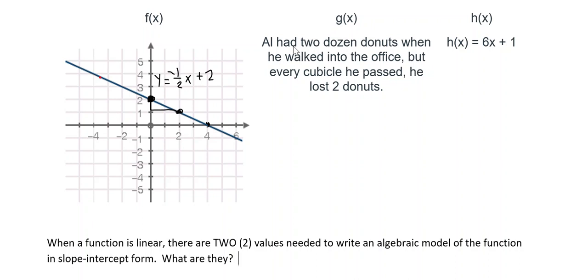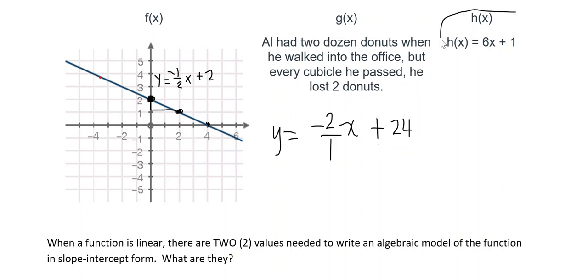Now let's look at g of x. Al had 2 dozen donuts when he walked into the office. Sure sounds like a y-intercept because that's a starting amount. Let me go ahead and put 2 dozen, 2 times 12, 24. And then every cubicle he passed, he lost 2 donuts. There's my rate of change. How is the starting amount changing? It is decreasing, going down by 2 donuts every 1 cubicle. So that's my slope. And there we have our equation, y equals negative 2x plus 24.